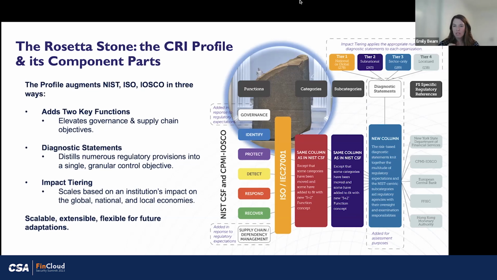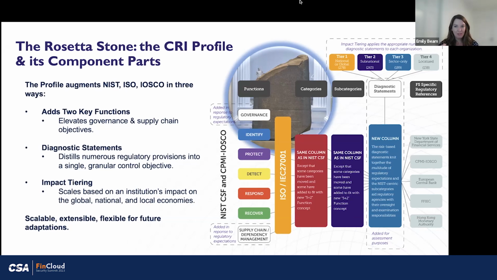So we did tease those out into 2 additional functions to really give them the weight that regulators were particularly concerned with. And so you'll see that on the functions. The other thing that's unique about the profile is that it is a self-assessment. And so each diagnostic statement has 8 potential responses.